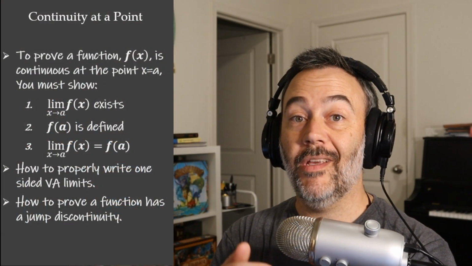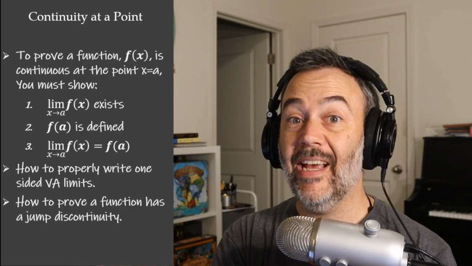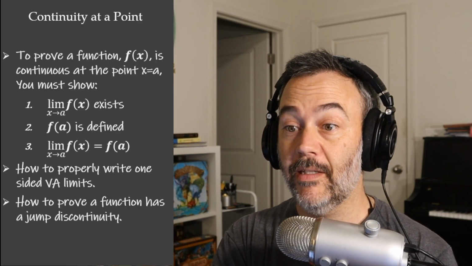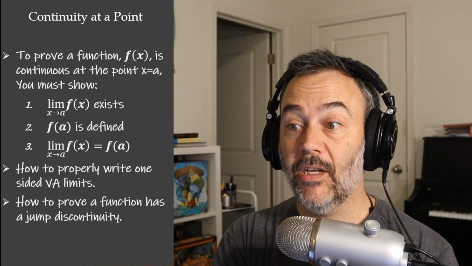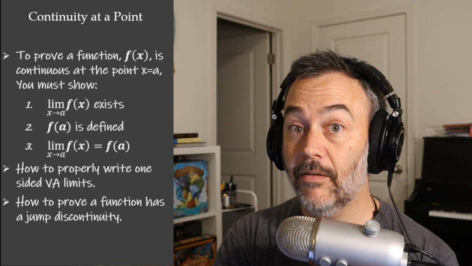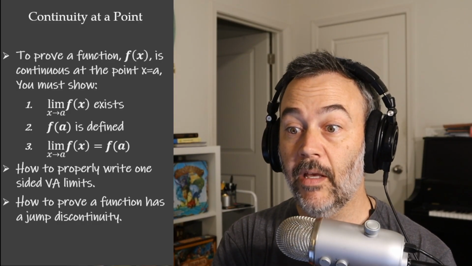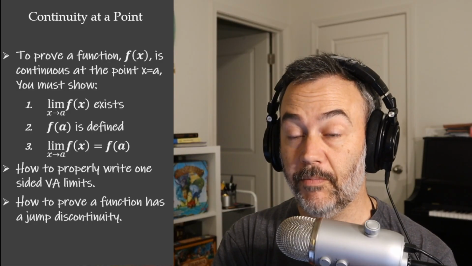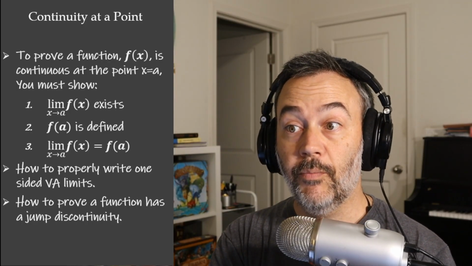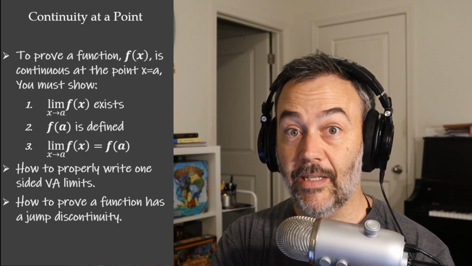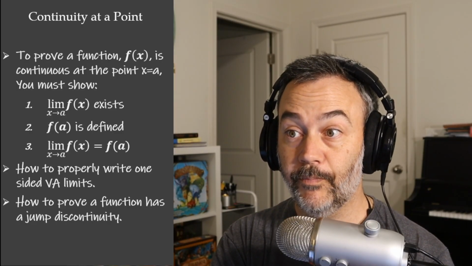Hey Calc students, in this video we're going to go over continuity. I have one example that involves multiple points of continuity and discontinuity, and in it we're going to be covering the definition of continuity, how to prove a function is continuous at a point, and also how to properly write out cited vertical asymptote limits when it's going to positive or negative infinity, and also how to prove a function has a jump discontinuity.